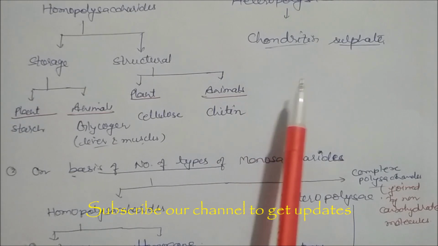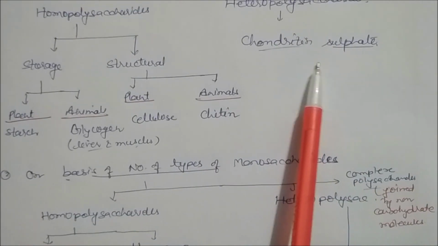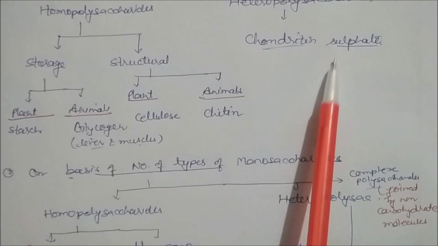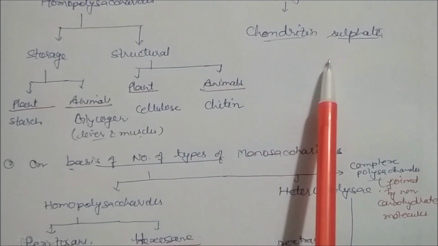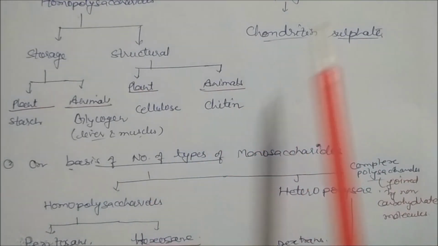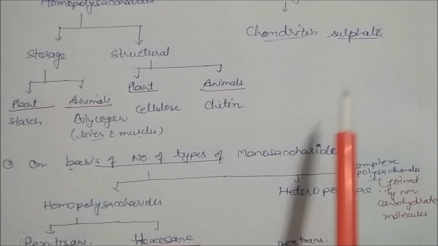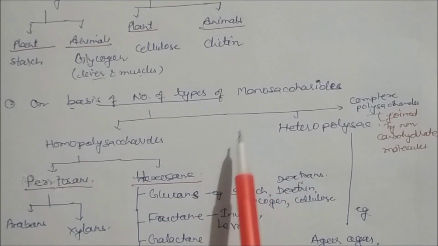Heteropolysaccharides include chondroitin sulfates, which is one of the examples. There are numerous examples in heteropolysaccharides also, like heparin and agar. So we will see another classification.